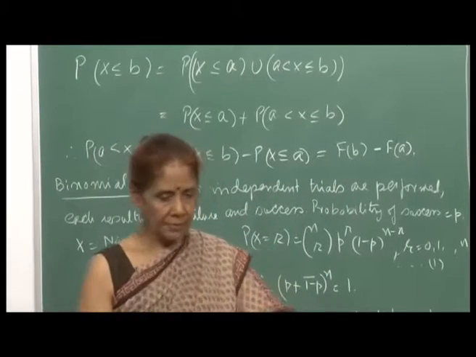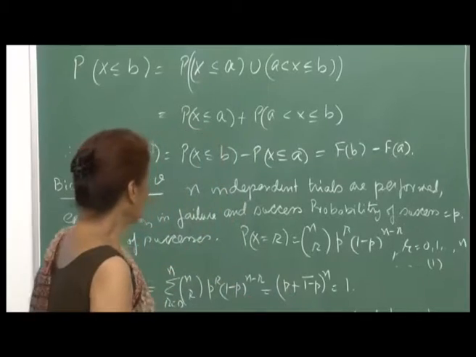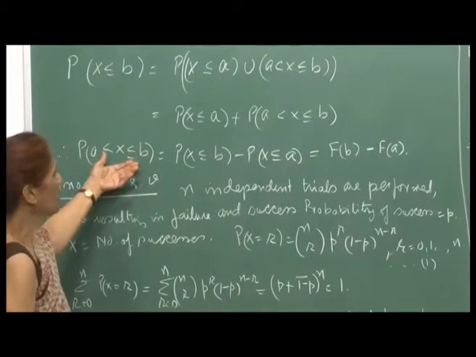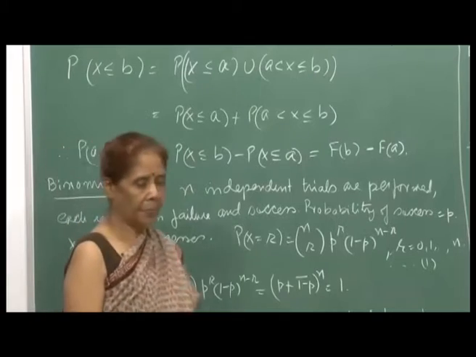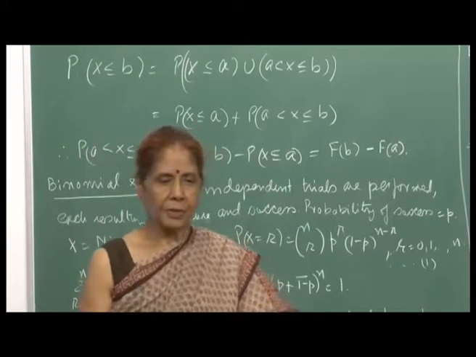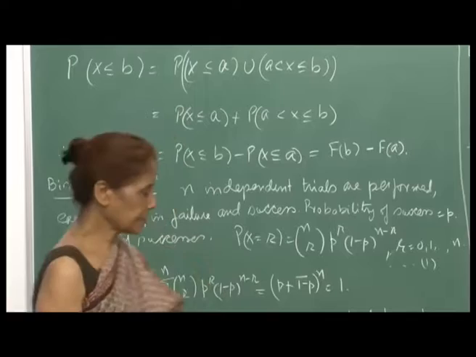So, you can get various forms of the probabilities for X being in an interval, and you can write it through your distribution function. So, this was for lecture 5.